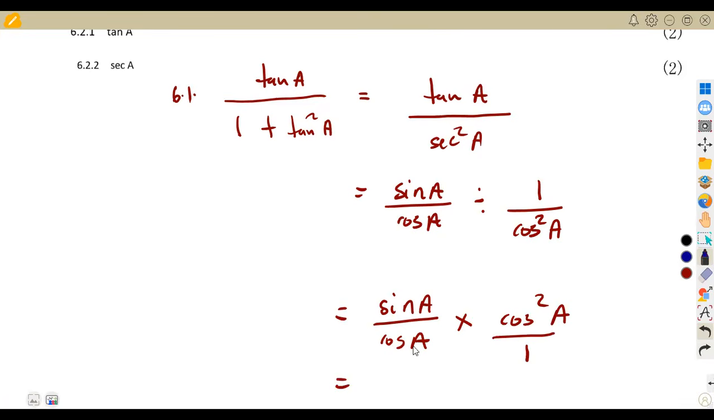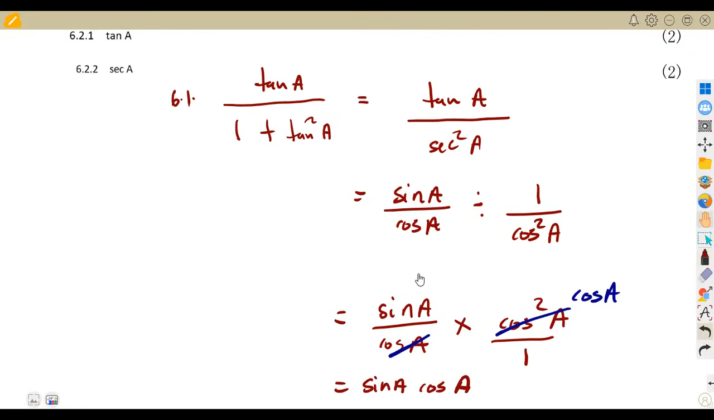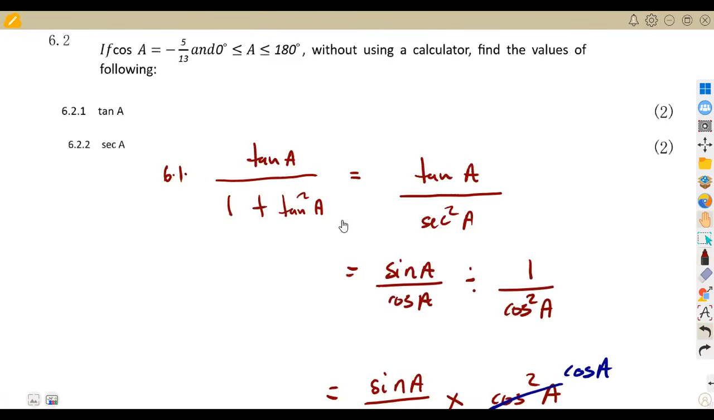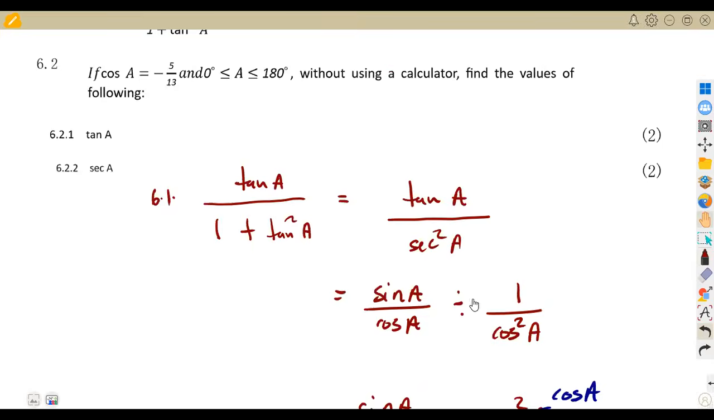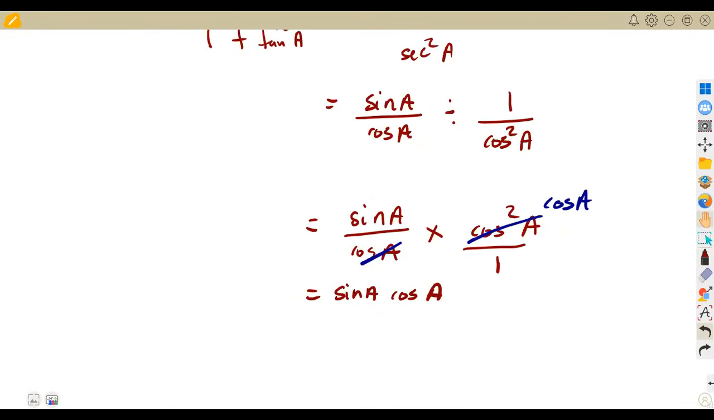So by looking properly, you can see there's cos A. There are 2 of them. So if we cancel, we're going to remain with 1 cos A. So this is going to give us sine A cos A. And this is exactly what we had on the right-hand side, sine A cos A. So this is exactly what we have on the right-hand side.